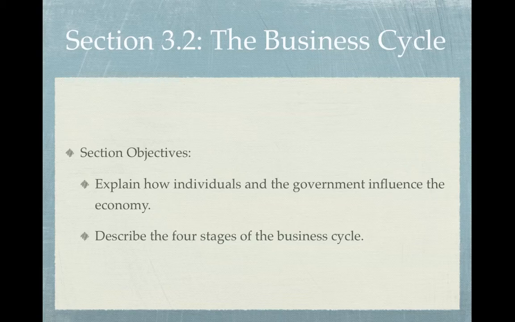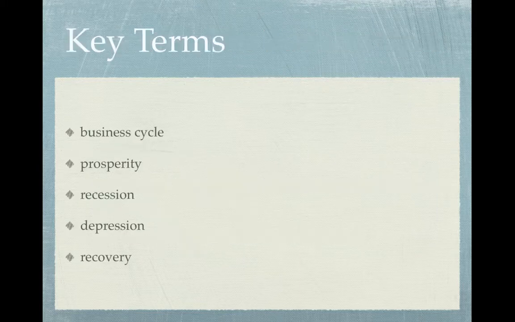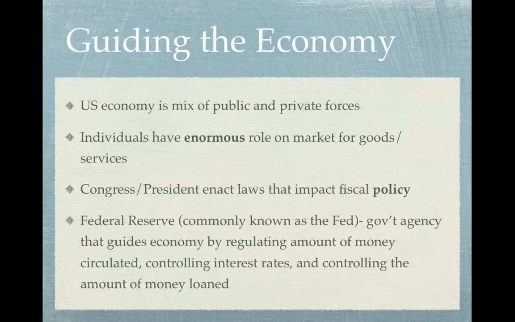All right, so let's pick up with 3.2, talking about the business cycle. In this section, we want to explain how individuals and the government influence the economy and the 4 stages of the business cycle. So terms we are going to look at here, just a handful: the business cycle, prosperity, recession, depression, and recovery.